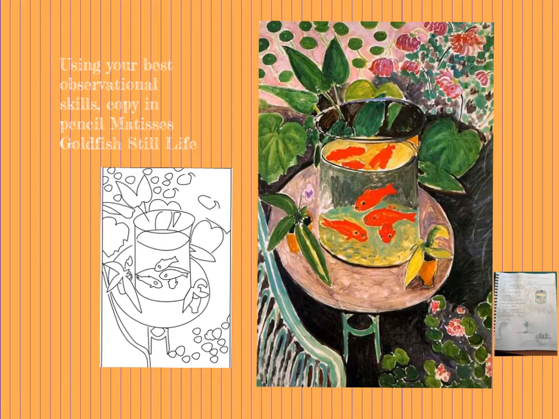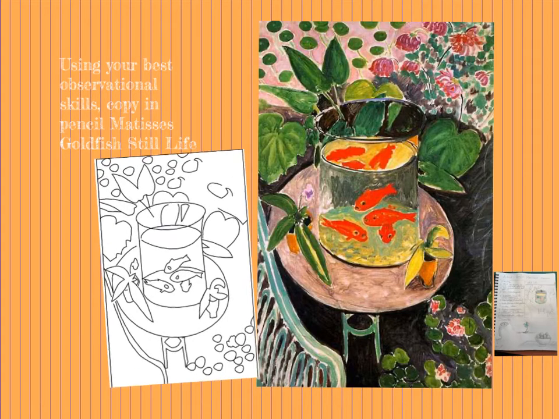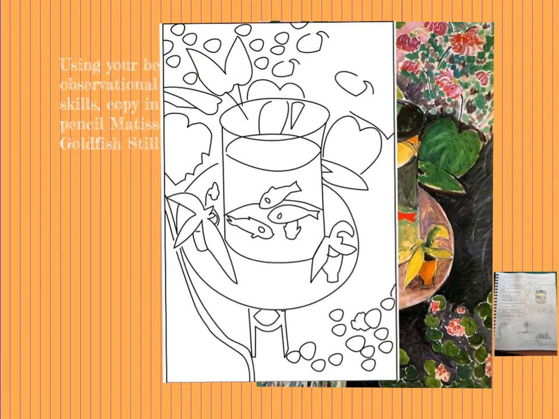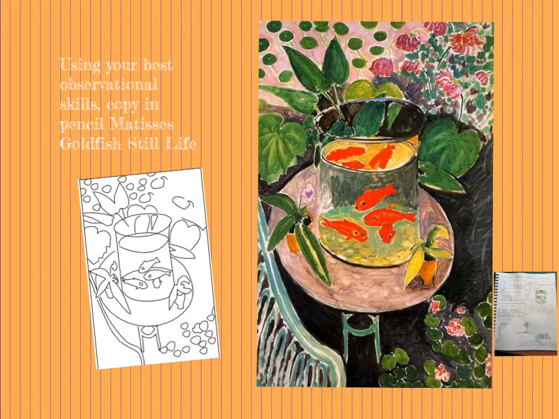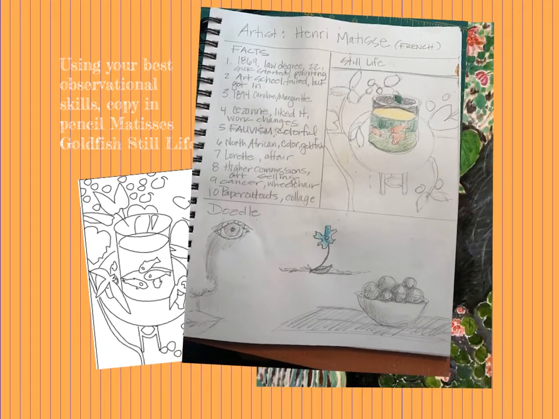Now that you've taken a few notes about Matisse, in the section that's left blank entitled Still Life, do your best observational drawing and copy this composition of a still life with goldfish. You can see here a line drawing where it's just the contour lines, no shading, and that's what we're looking for. And this is a practice for our still lifes that we'll be working on from the photographs that you took. To look at a composition and draw just the contour line, almost like a coloring book page. So you're going to do that in that little section on your sketchbook page like I did here on mine.